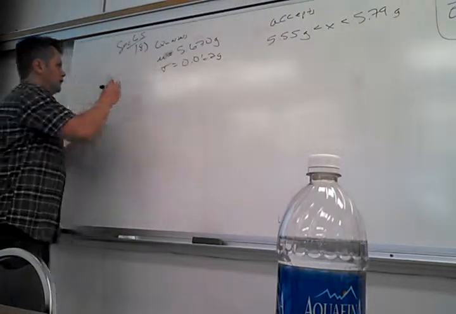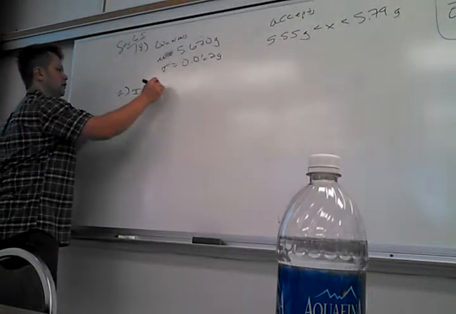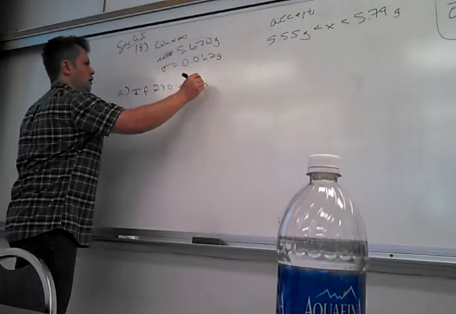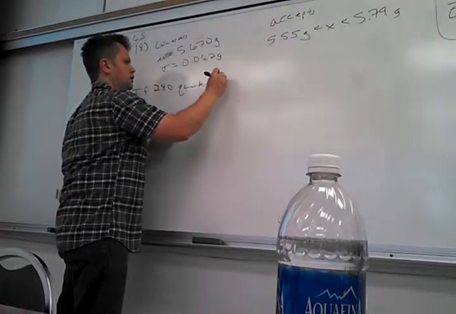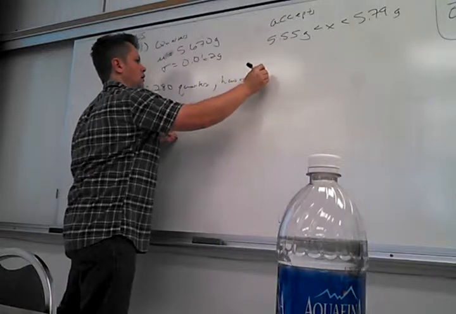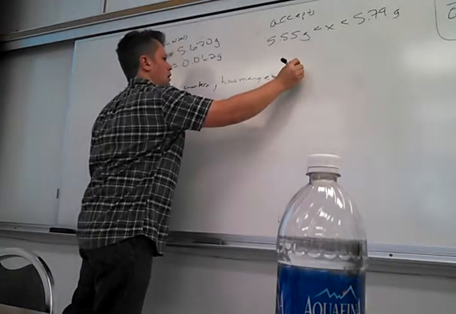Part A says, if 280 quarters were put into this machine, how many would you expect to be rejected?